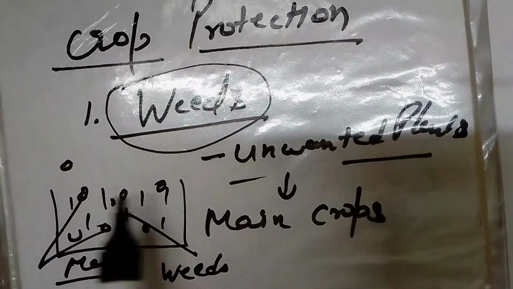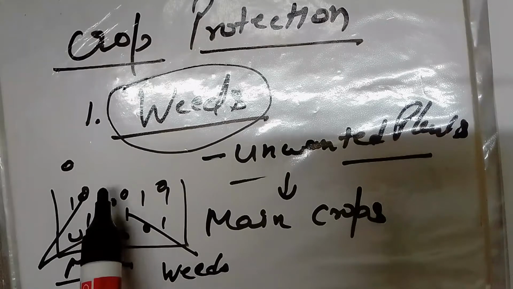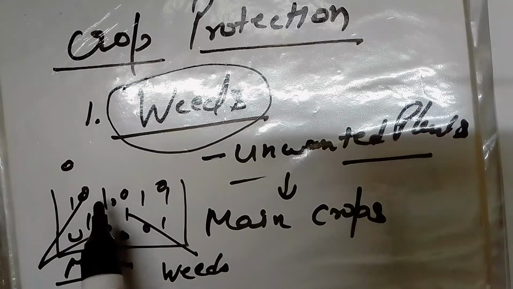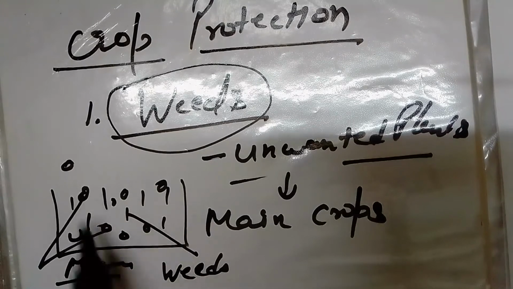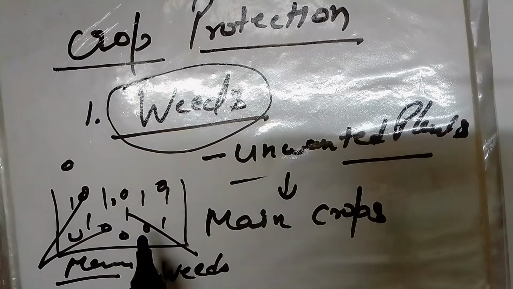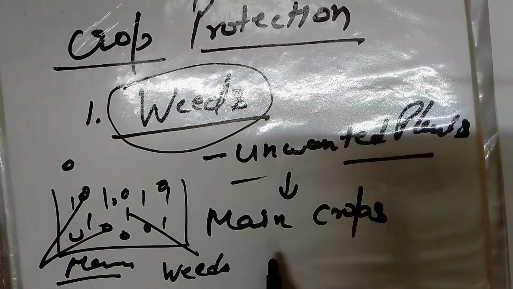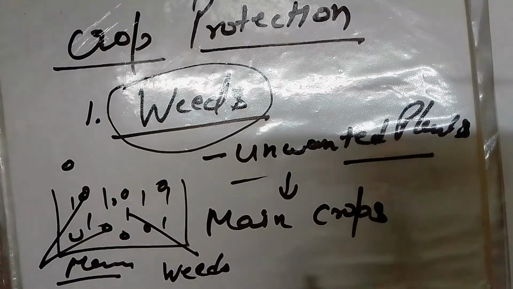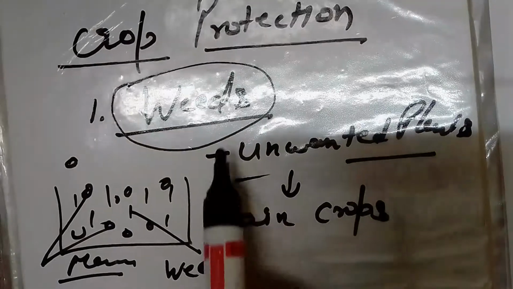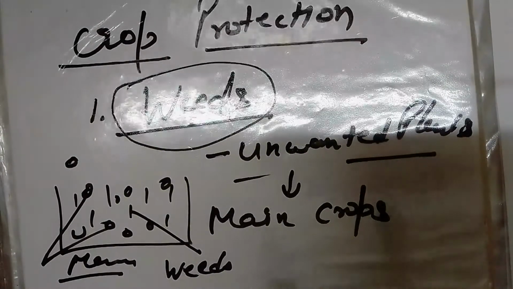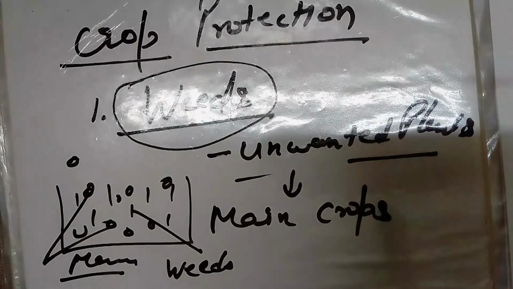So here you can see there will be competition for the nutrients present in the soil among all these plants. The result will be that we will get less yield of the crops. So they should be removed. Now how can they be removed? First, by the manual method, means by hand they can be removed.